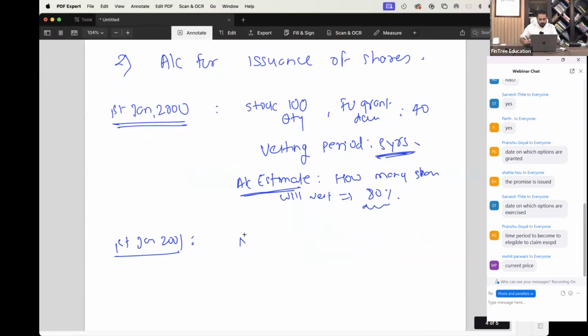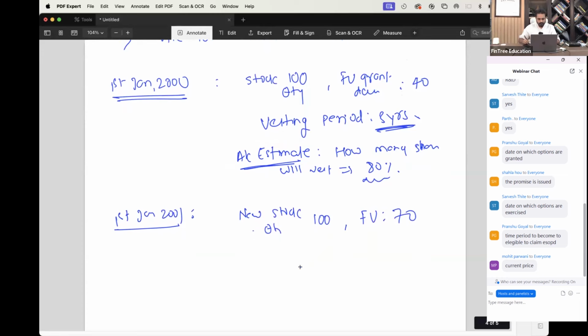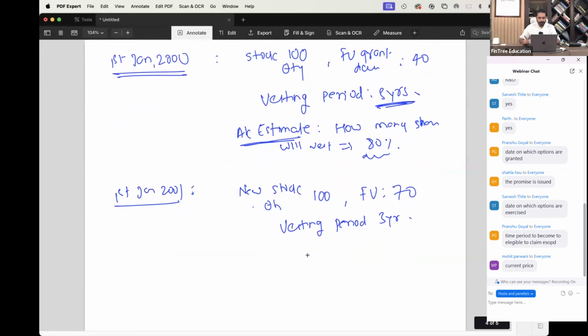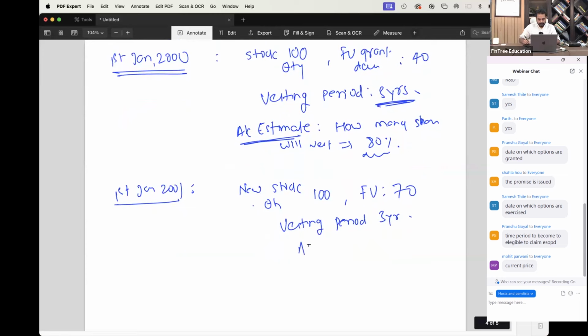Let's say now you go to 1st January 2001. Now you do a new stock issue for employees, stock-based compensation. Now the quantity is 100 again, but now the fair value happens to be 70. All right, the share prices have gone up. Here also you have a vesting period of 3 years, and here also your assumption is 80%.